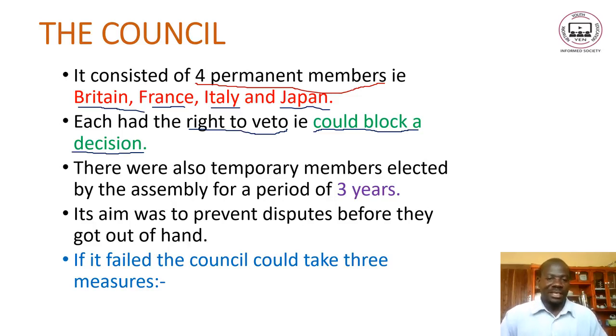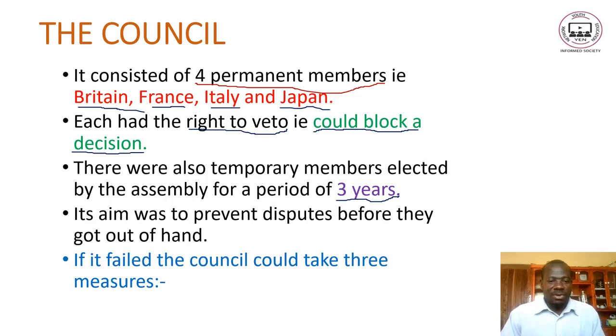then any of those members of the council, either Britain, France, Italy, and Japan, depending on how it looked on that issue, had the right to block that decision, to say no, much as the assembly has said that we should do this activity, but we are not doing it. So every permanent member of the council had the right to block a decision.